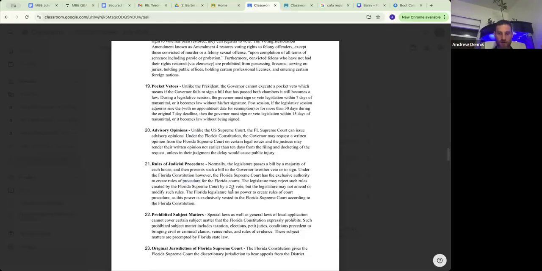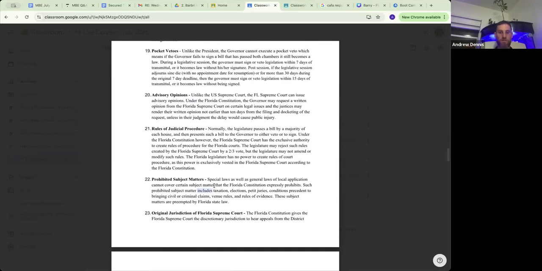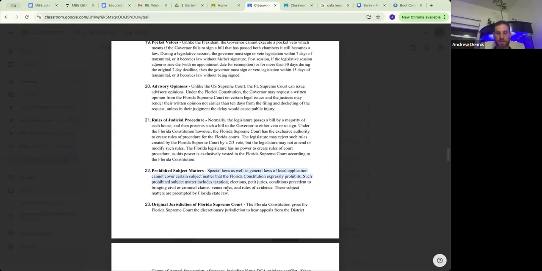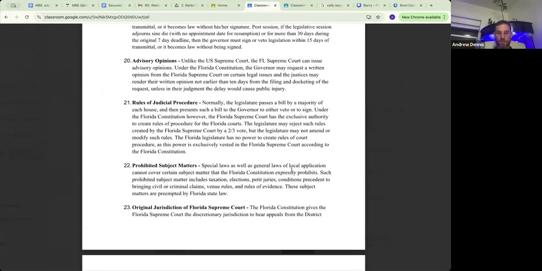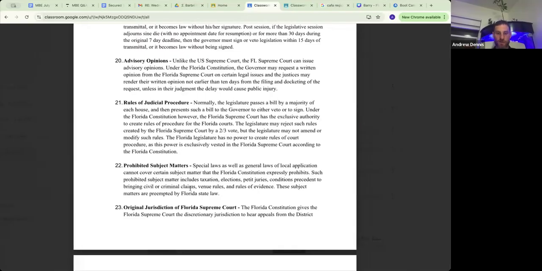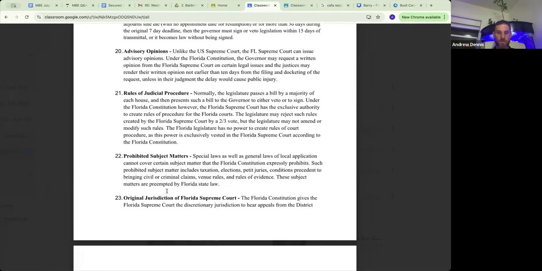Judicial procedure, right? The legislature passes a bill by majority of each house and then presents it, but they may reject rules created by the Florida Supreme Court by a 2/3 vote, but they may not amend or modify such rules. Again, prohibited subject matters. So I've seen this tested before. Special laws as well as general laws of local application cannot cover certain subject matter that the Florida Constitution expressly prohibits. Such prohibited subject matter includes taxation, elections, petit juries, conditions precedent to bringing civil or criminal claims, venue rules, and rules of evidence. These subject matters are preempted by Florida state law.